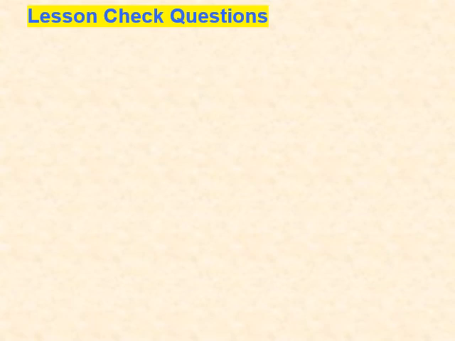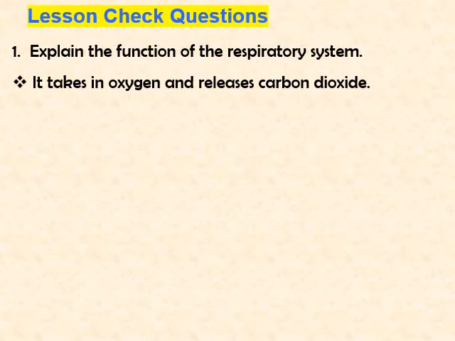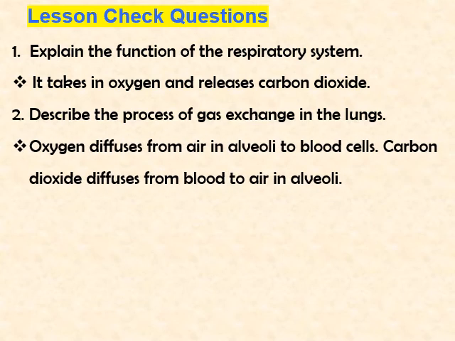Now let's answer the following lesson check questions. Question number 1. Explain the function of the respiratory system. Great. The respiratory system takes in oxygen and releases carbon dioxide. Question number 2. Describe the process of gas exchange in the lungs. Well done. Oxygen diffuses from air in the alveoli to blood cells. Carbon dioxide, on the other hand, diffuses from the blood to the air in the alveoli.